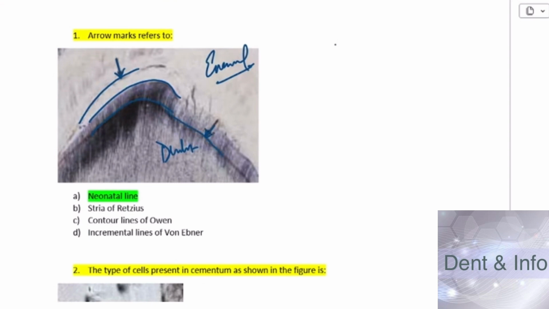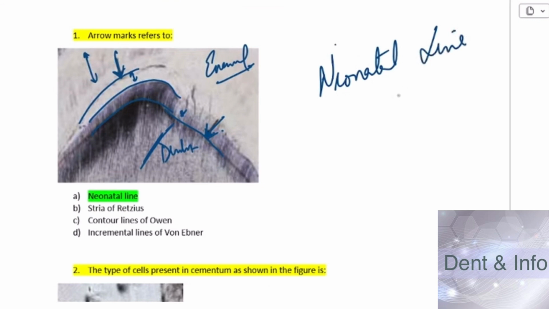So we could see that some part of dentine is present here, some bulk is present here. Similarly, some part of enamel is here and bulk is here. So basically, some part of enamel and dentine is formed before birth, which is getting differentiated from the enamel and dentine formed after birth. That's a kind of incremental line which is more accentuated, more prominent. So that is the neonatal line. These arrows are pointing towards the neonatal line.